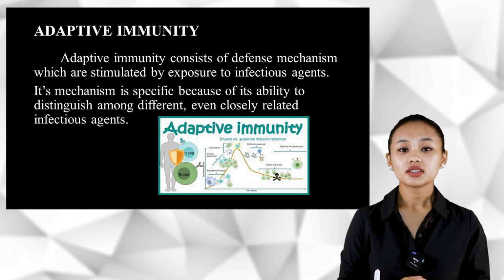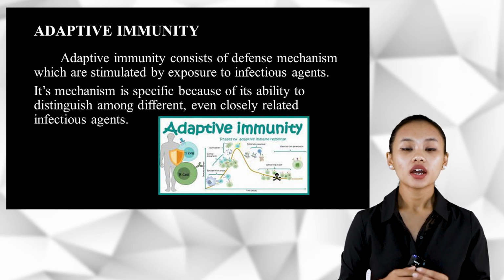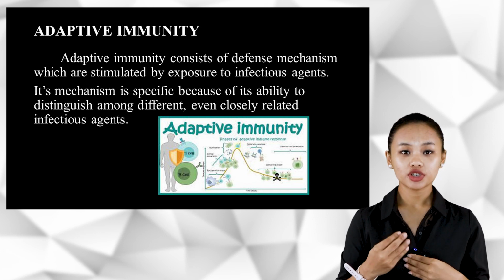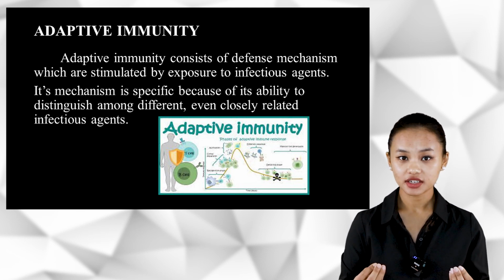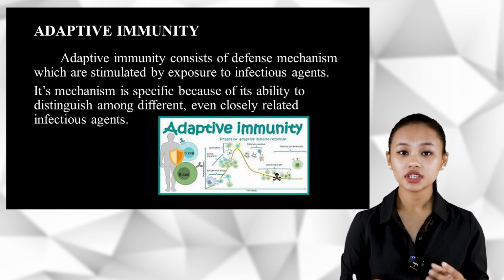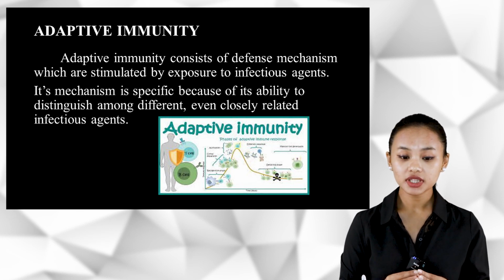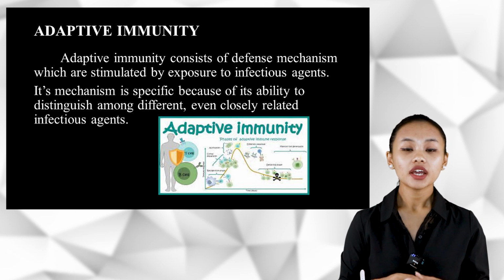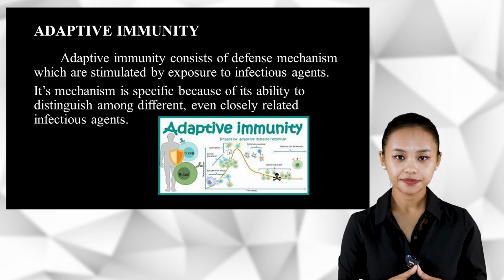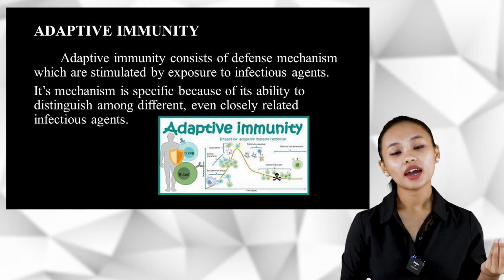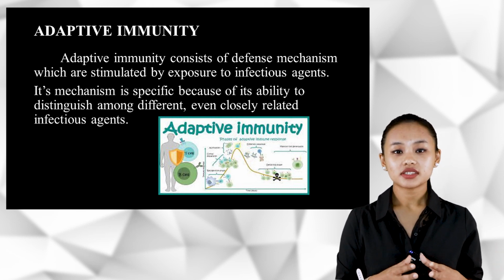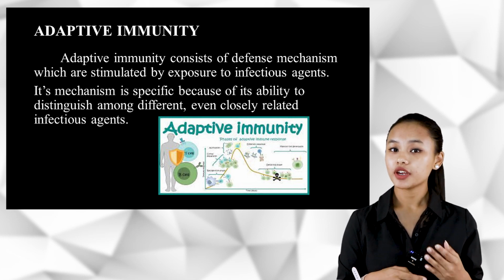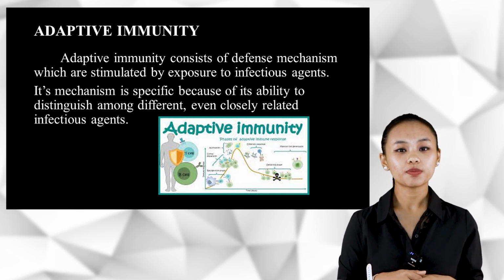Moving on to the last subtype of immunity, that is the adaptive immunity. This immunity consists of the defense mechanism which will be produced in the body of an individual when they are repeatedly exposed to certain types of antigens. The mechanism of this immunity is specific because it has the ability to distinguish among the different, even closely related microorganisms. So, here in the innate immunity, the mechanism is non-specific. That is, they will fight against any type of antigens in the same way. That is, they will be able to distinguish among the various types of microorganism that tries to penetrate their body.